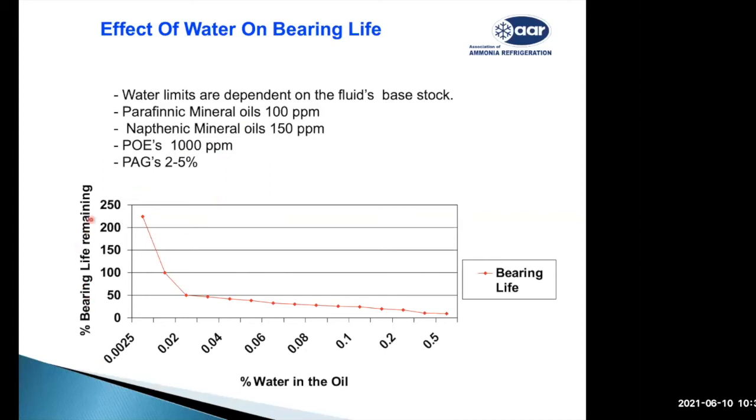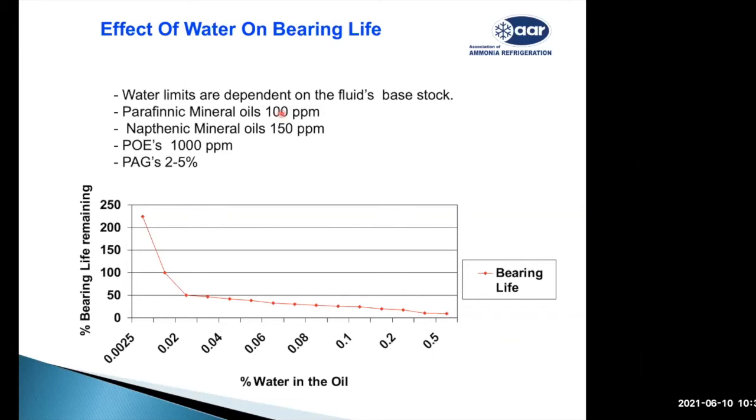There is a bearing life and there is a percentage of water. Normally, if you're running at 100% capacity and you have 0.2% water, and if water goes to 0.5%, your bearing life comes down very, very low. This shows, for a typical rated oil, how much a bearing of my compressor will fail when there is water in the system.